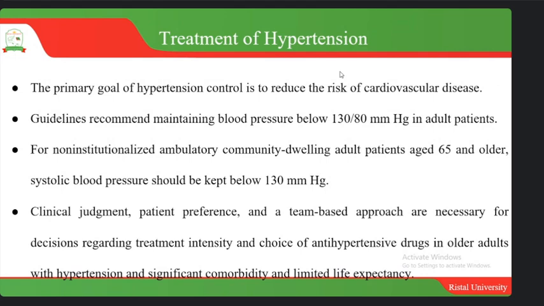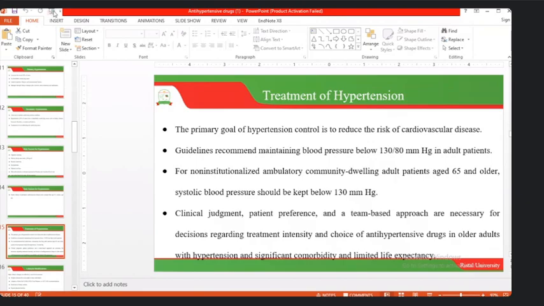Then for non-institutionalized ambulatory community-dwelling patients aged 65 and older, systolic blood pressure should be kept below 130 millimeters of mercury. If these patients are not admitted and are always within the community, and they are of the age of 65 years, their pressures should always be kept below 130. The moment they go above that, especially the systolic, then this patient is going to develop hypertension.